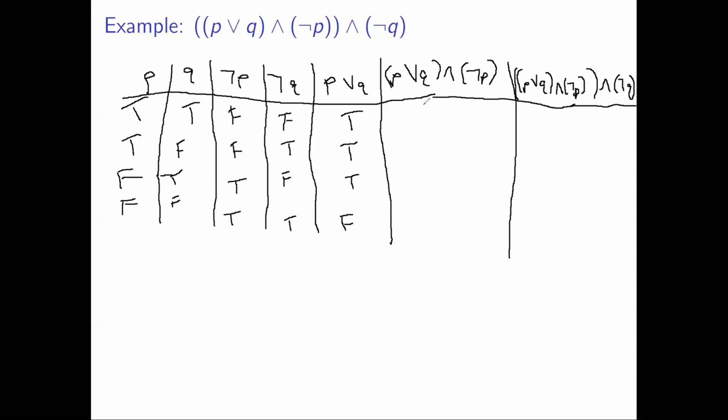And now we can do this conjunction, P or Q and not P. So here in the first row, the left conjunct, P or Q, is true. The right conjunct, not P, is false. So the conjunction P or Q and not P, that one is going to be false.